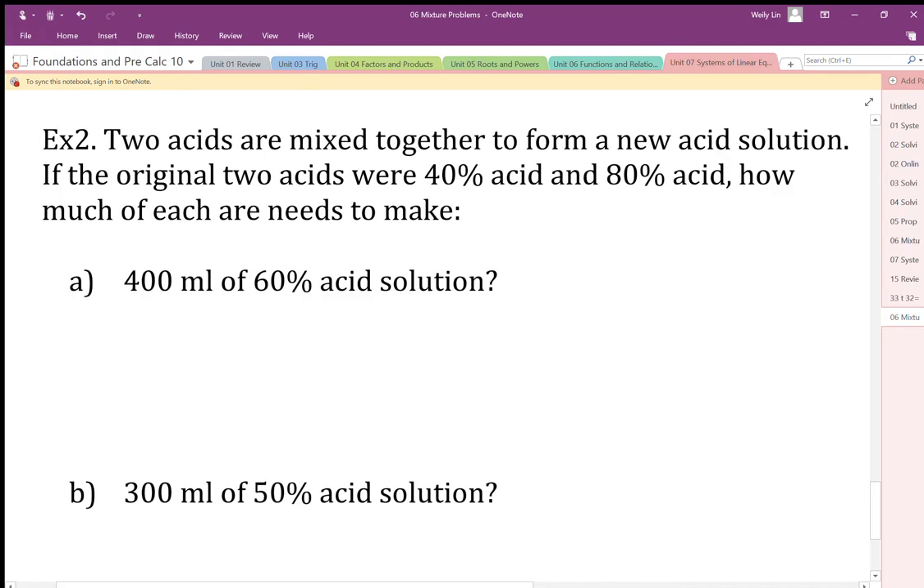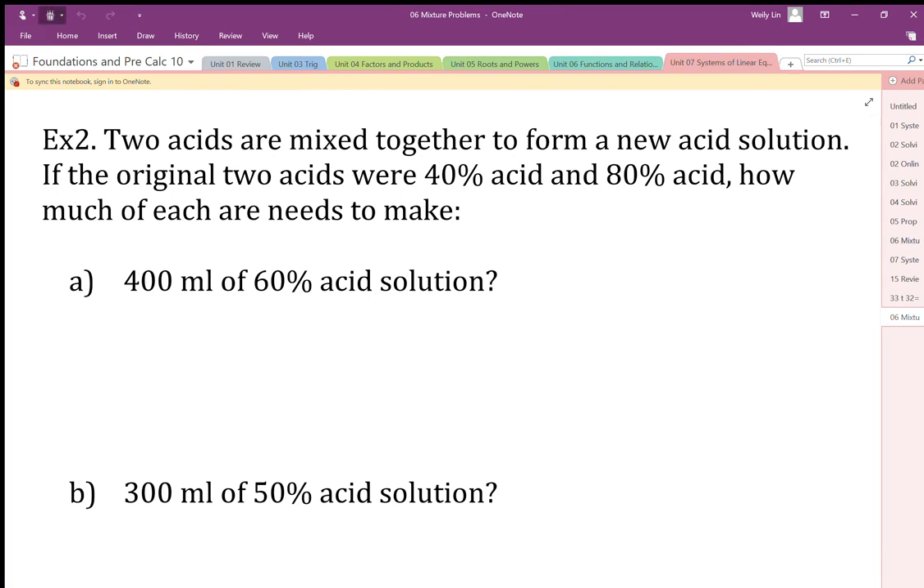So we have two acids, and we want to make a new acid solution. One acid solution is 40%, the other acid solution is 80%, and you need to mix these to make a 60% acid solution. If we're starting with 40 and 80, we know 60 is going to be exactly in the middle, so we need half and half. We'll set this up as a system, and we should get 200 milliliters of 40% acid and 200 milliliters of 80%, so 200 of each.